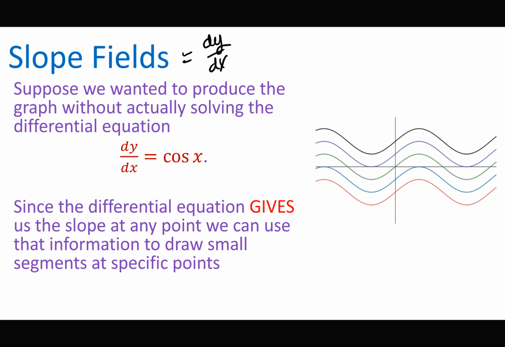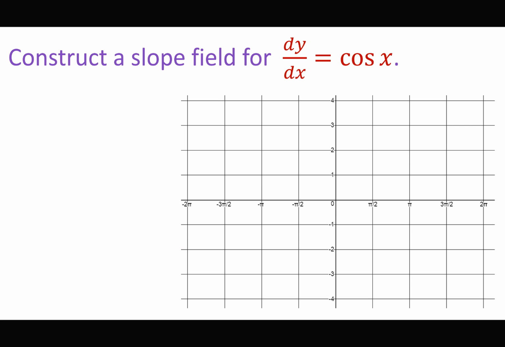Okay, so let's actually do this. Let's construct a slope field for the differential equation dy dx equals cosine of x. So first off, let's look. Well, we know cosine of 0 is equal to what? What's cosine of 0? 1. Okay, I'm going to do it in green. So cosine at 0 is 1.